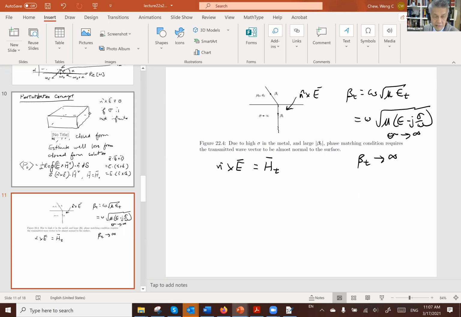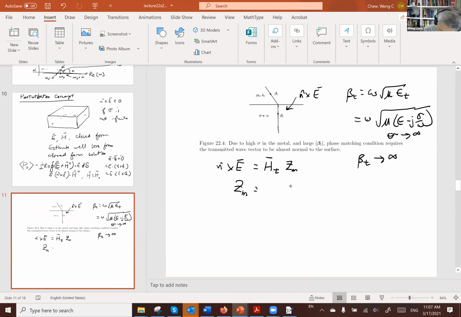A PEC surface will have magnetic field tangential to it. And it would be that tangential magnetic field times the intrinsic impedance of the metal, where Zm is the intrinsic impedance of the metal, and we have studied this in homogeneous medium before. But even in the lossy medium, this is true.